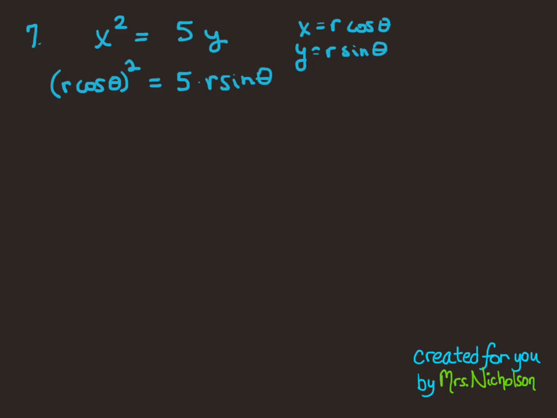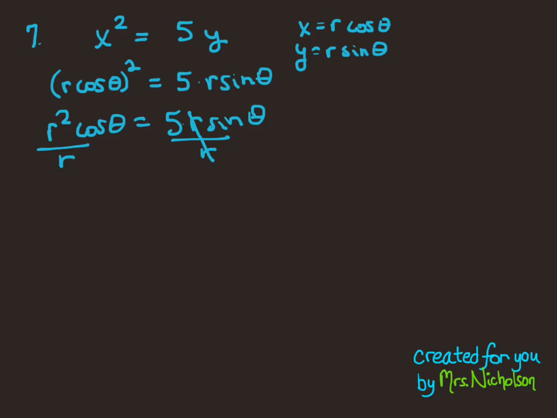And typically with polar equations, we want them where it's r equals everything else. We want to have r by itself. So we need to try to get this where we have r by itself. So I'm going to go ahead and square this on the left, and I get r squared cosine squared theta is equal to 5 times r times sine theta. Now I notice that I've got at least one r on both sides of the equation. So what I'm going to do is divide both sides by r.